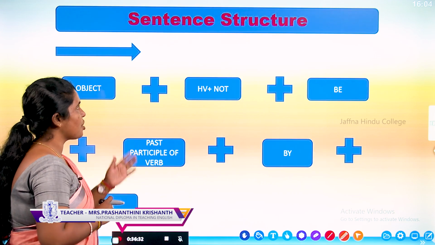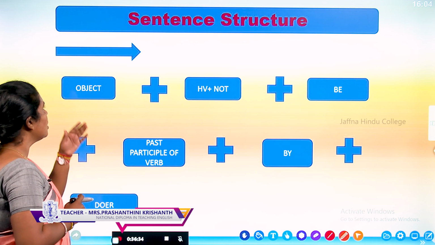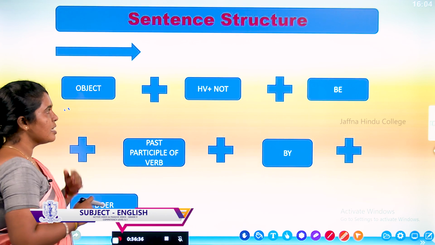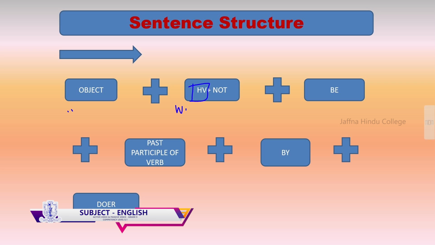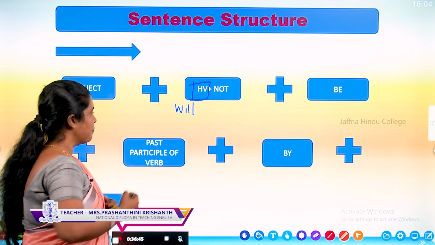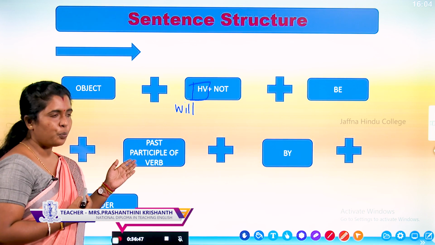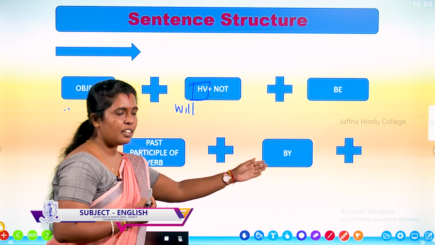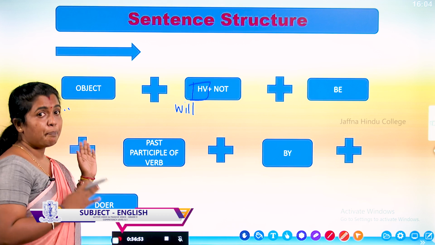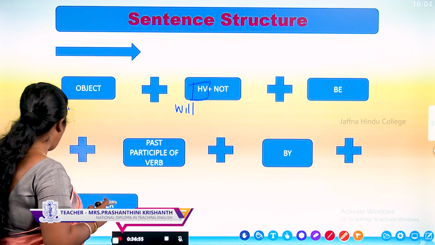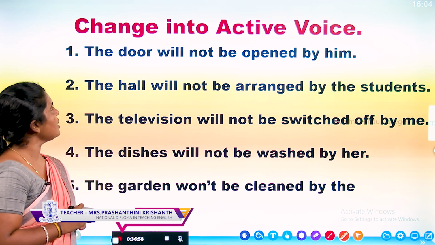Now see this structure of the sentence pattern. Object comes first, then helping verb. What is the helping verb here? Will not be, past participle of the verb, then by, finally the doer. So this is simple future tense, passive voice pattern, negative form, right?